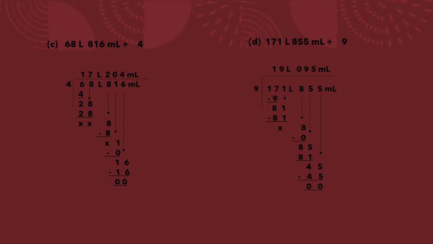Then bring down the next number, it will become 81. Now 81 comes in the table of 9 9 times. 9 nines are 81. Now 81 minus 81 is 0. After that liter is written, write down liter above also. Then bring down the next number 8. Now 8 is smaller than the divisor 9, so you will put 0 on the quotient. Then bring down the next number.